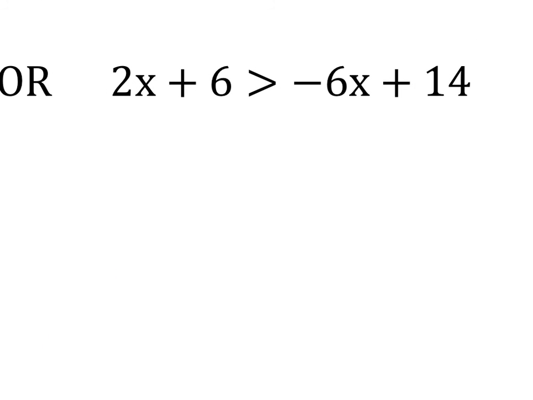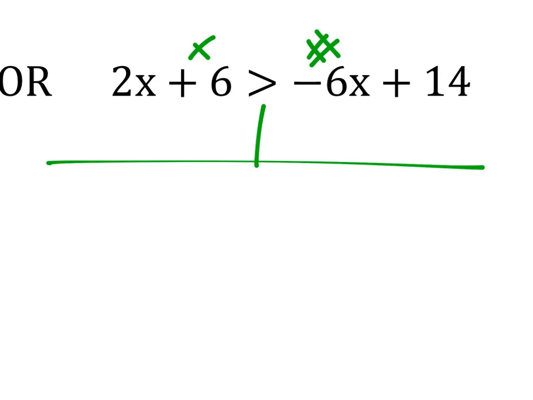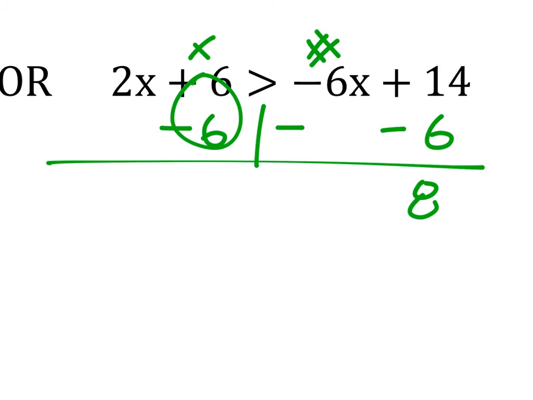This next one, no distribution, no combining like terms, but just like you guys like it, we'll put the x's on the left and then the numbers on the right. So again, we'll do it in one step here. I'll zero out that +6 there by subtracting 6 from both sides. That does zero it out. 14 minus 6 is 8. And then add 6x to both sides to zero that -6x out. Zeroed out. Bam. 2x plus 6x is 8x.